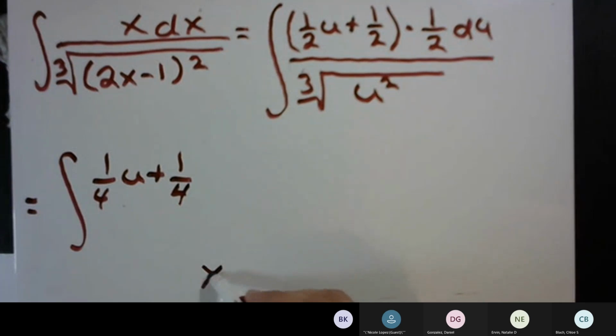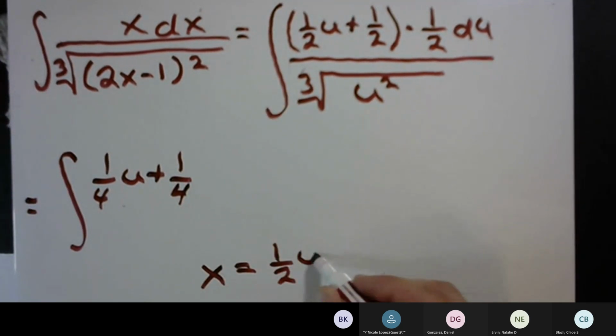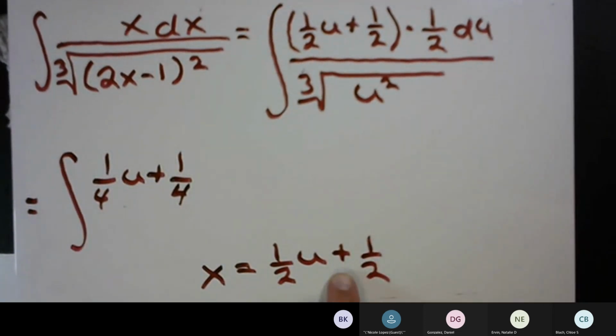So just to make a note, just in case I wrote something not correct there, for x, it's 1/2 u plus 1/2. I want to just check your notes. It's 1/2 u plus 1/2. I might have accidentally written that incorrectly. But for your x, we're going to substitute this.